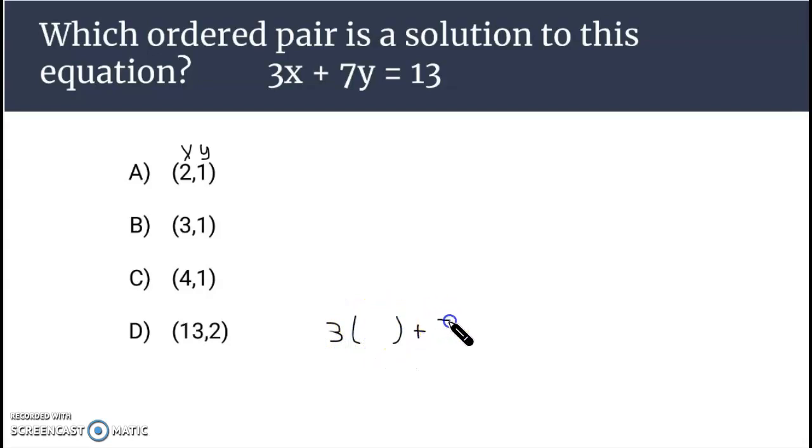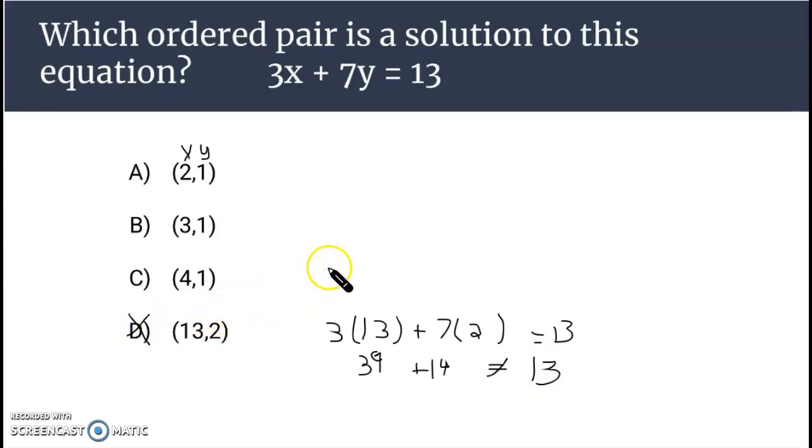3x plus 7y equals 13. Is that a true statement? Okay, x is 13 and y is 2. Alright, so this is going to be 39 plus 14. Yeah, that's definitely not going to equal 13. So D's not going to work.